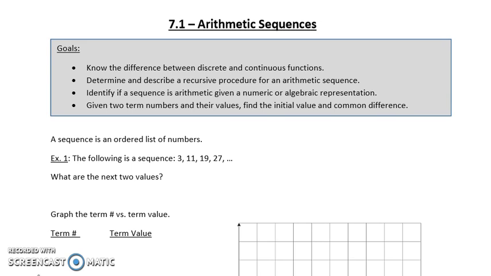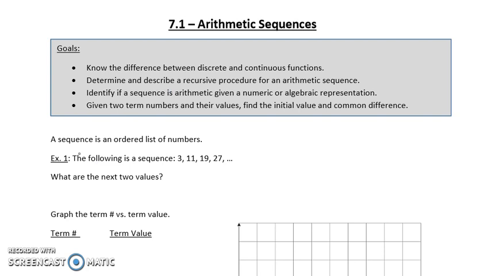Our goals for this lesson include the following. Know the difference between discrete and continuous functions. Determine and describe a recursive procedure for an arithmetic sequence. Identify if a sequence is arithmetic given a numeric or algebraic representation. And, given two term numbers and their values, find the initial value and the common difference.